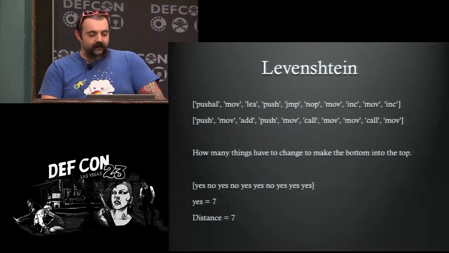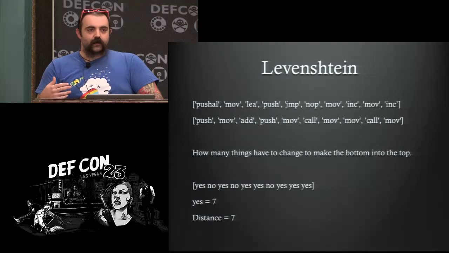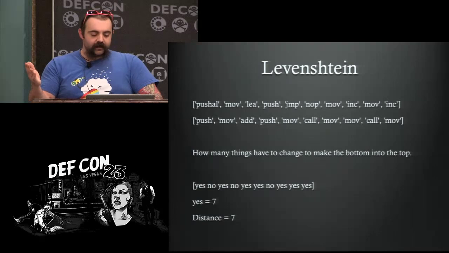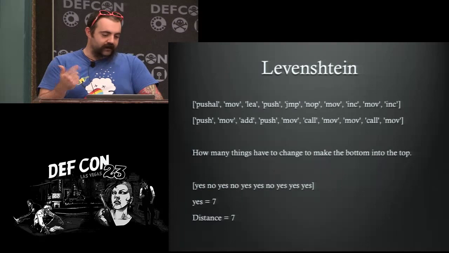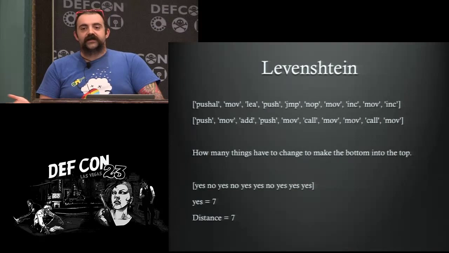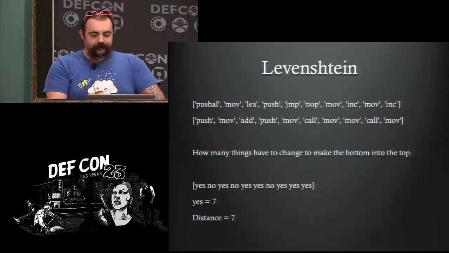So with Levenshtein, once again, you have this idea of order. How many things have to change to make one into the other? So this fit the domain a little bit better. Once again, doing a quick compare, looking at whether they're different. So there's one difference, and then they're not different, and so forth and so on. So basically, 7 changes are necessary to make one set into the other set. Therefore, we get a distance of 7.